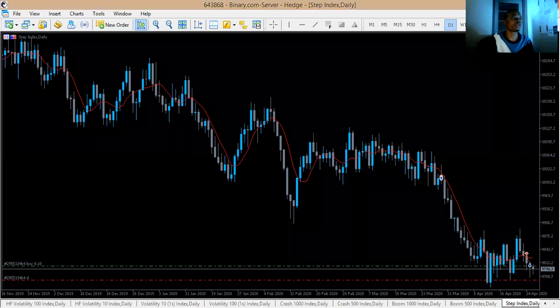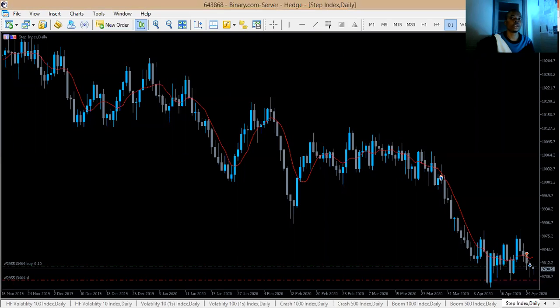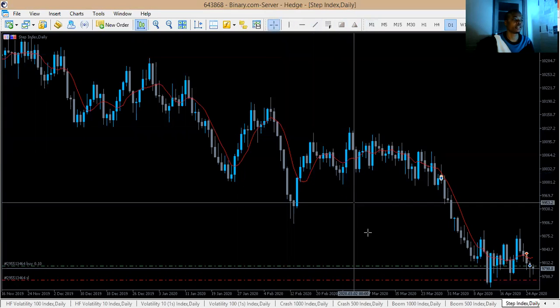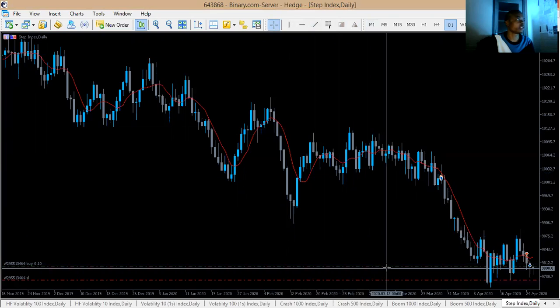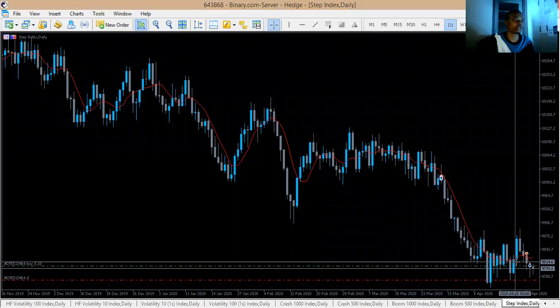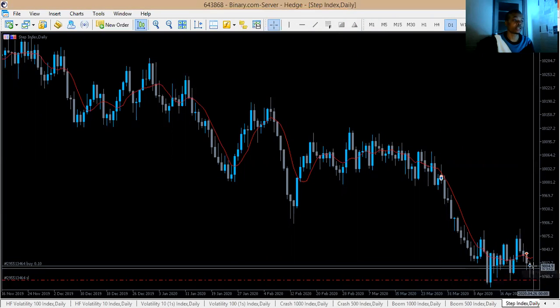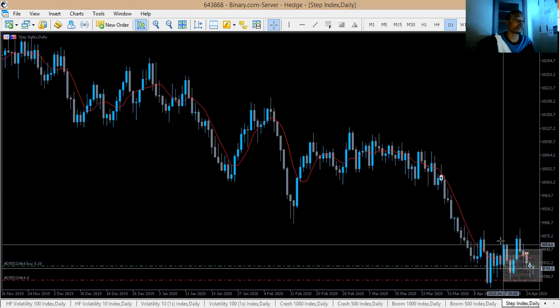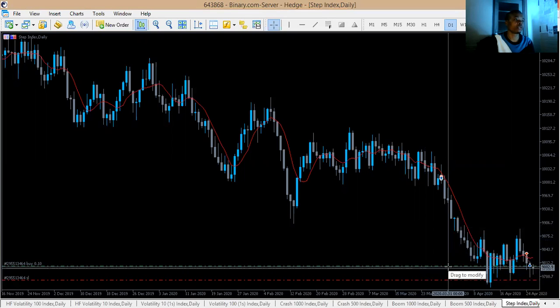Okay, so I'm going to show you my trades that I take on these indices. So I'm long on the step index. I took a long position here yesterday, so I'm going to see how it goes. Then I'll move on to the next one.